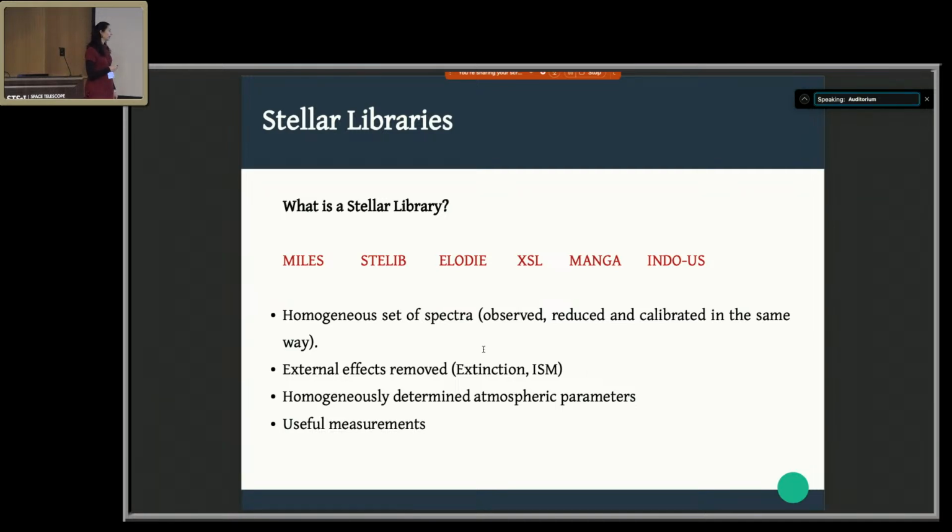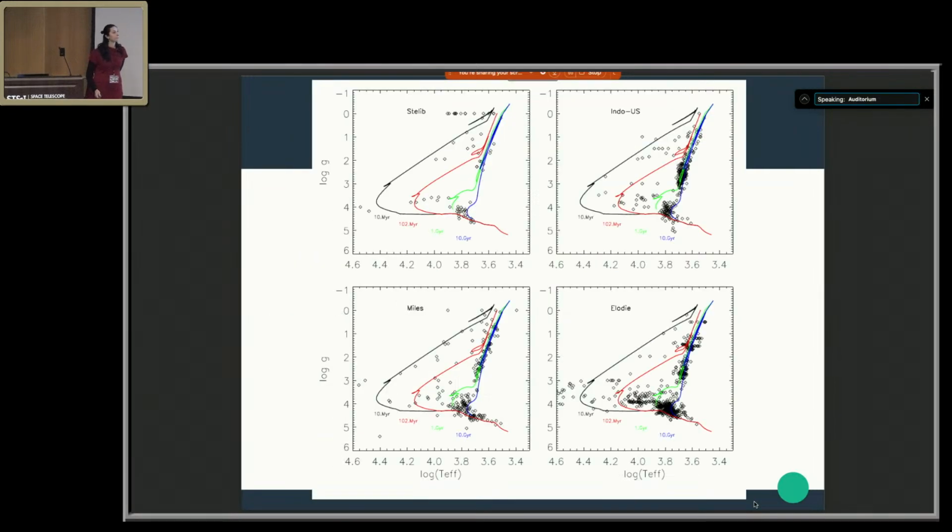You need to have only stellar effects, so you have to remove extinction, you have to remove any nebular line, somehow determine the atmospheric parameters homogeneously in the same way, and maybe provide useful measurements like some indexes or something for people to guide their models. These are a few examples of some common libraries available in the literature.